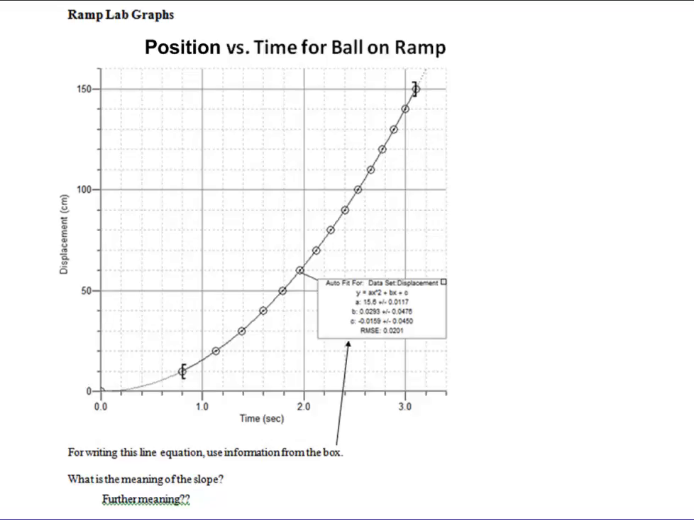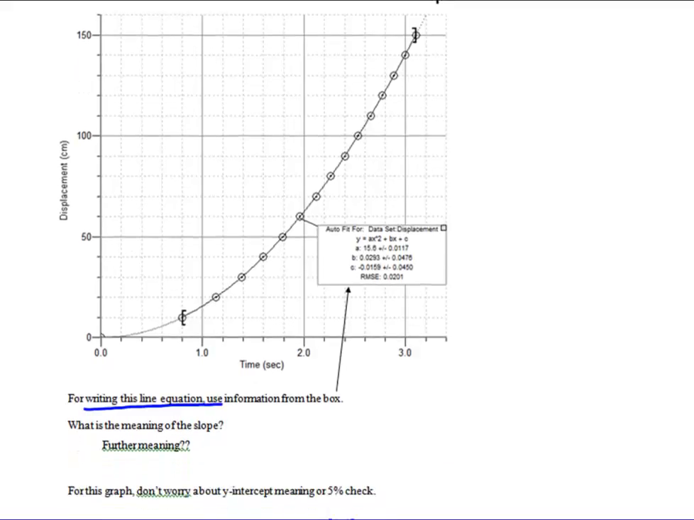Let's take a look at what you need to do for your lab for the three graphs. First thing you need to do is write an equation for the line. Okay, you can use the information from the box. Here's the basic line equation format. A, B, and C are all values given. And if you take a look at that equation, it is essentially a quadratic equation.